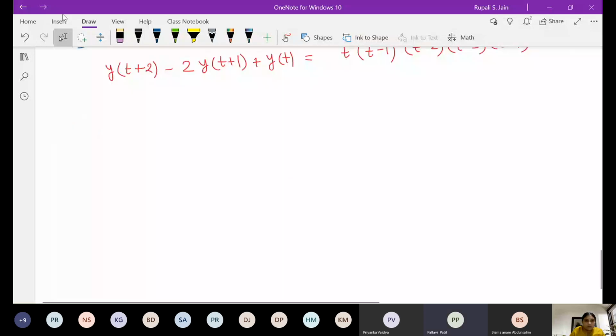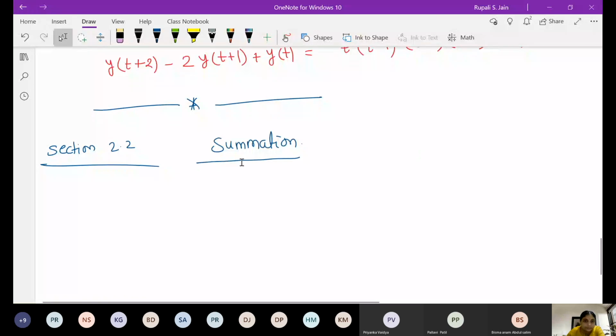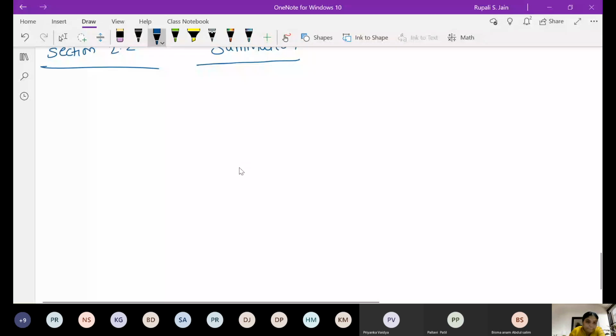Okay. So now we will go to the next topic. It is summation, section 2.2. Summation. So first let me know what is integration. What is integration? It is antiderivative. If I apply integral of delta dx, I will get the same function, right?